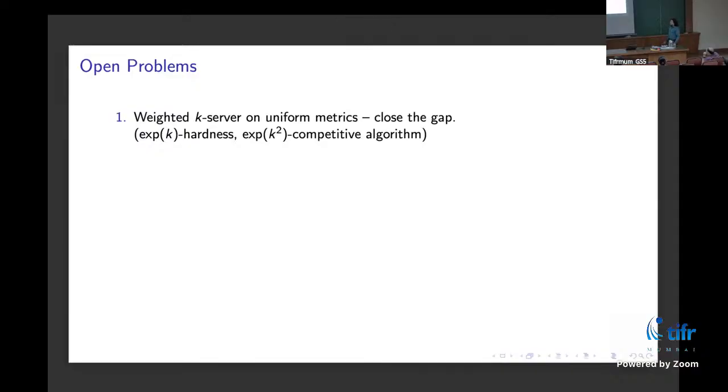Okay, so I'll just conclude this talk with a few open problems. I think I mentioned some of these yesterday itself, right? So the first open problem is to try to close the gap between the lower bound, which is exponential in k, and the upper bound, which is exponential in k squared. I have zero ideas how you could do this.